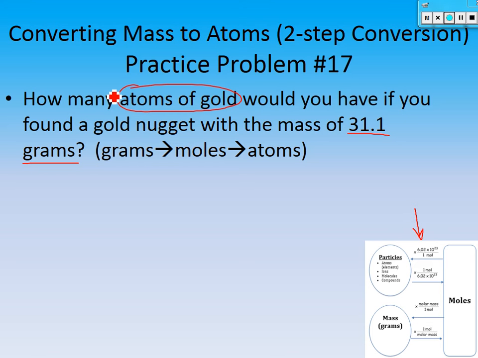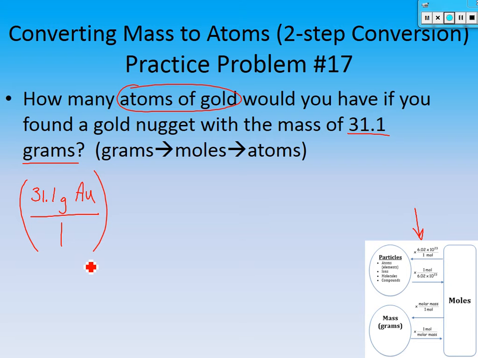Step two. What do we write down over one? Yeah, what they gave us, 31.1 grams of what? Of gold. Guys, what's the symbol for gold? Au. I always like to use the chemical symbol to abbreviate it. Put that over 1. And that's step 2.